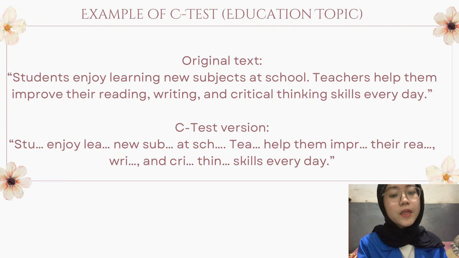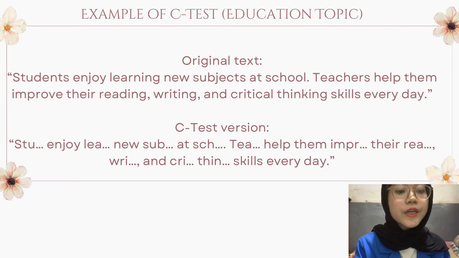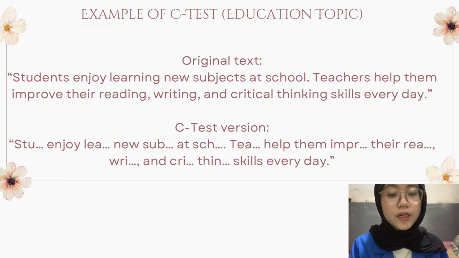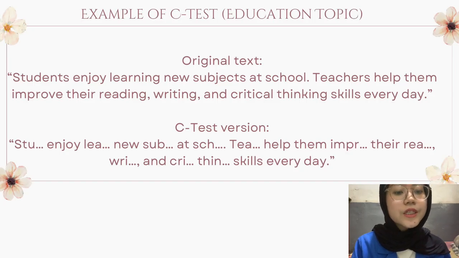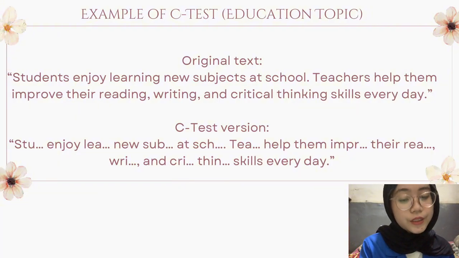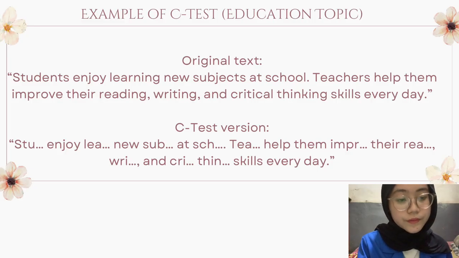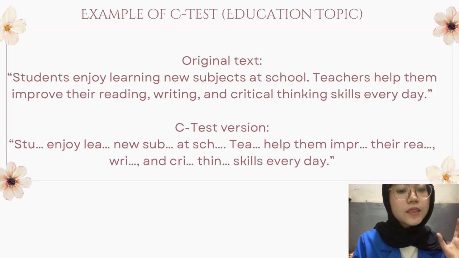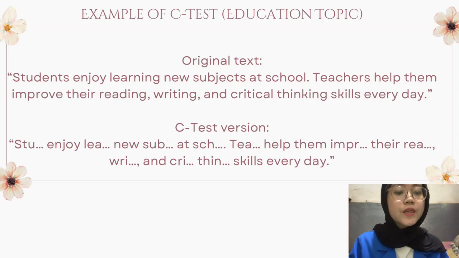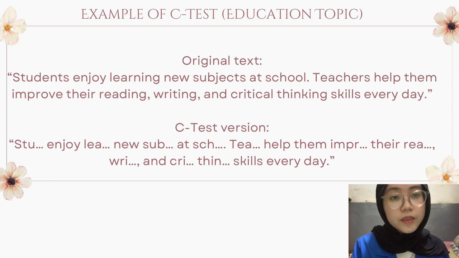Here is an example about education. The original text says, students enjoy learning new subjects at school. Teachers help them improve their reading, writing, and critical thinking skills every day. In the C-test version, we delete the second half of every second word starting from the second sentence. So, teachers becomes T, improve becomes im, reading becomes re, and so on. So students have to complete the missing letters.